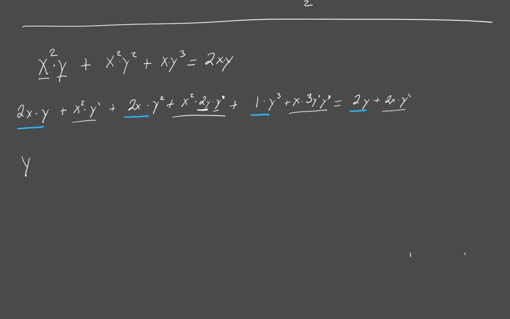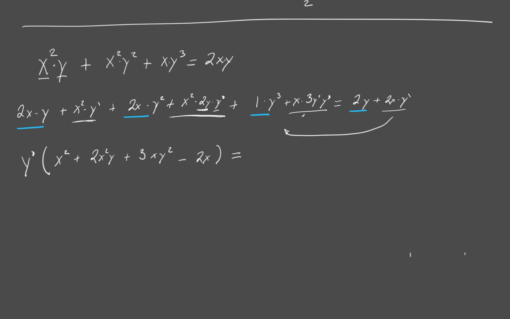So I've got y prime, and I've got a y prime times an x squared. I've got a y prime times a 2x squared y. That's that one. Now for this one, I've got a y prime, and I've got a 3x y squared. And then this one, when I move it over, becomes a minus 2x.